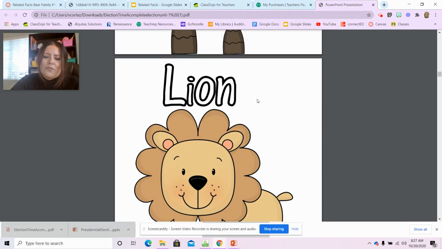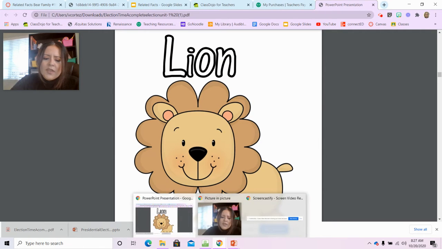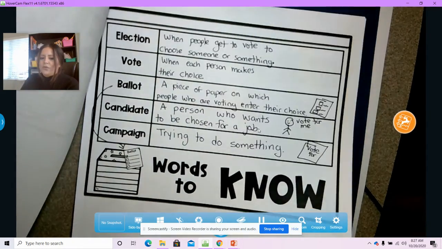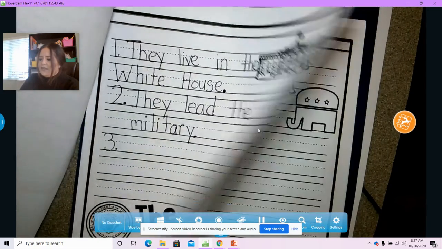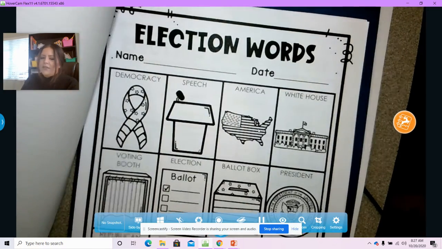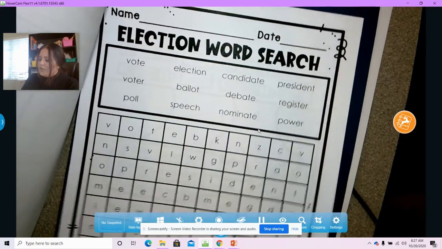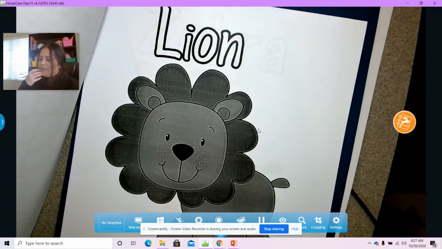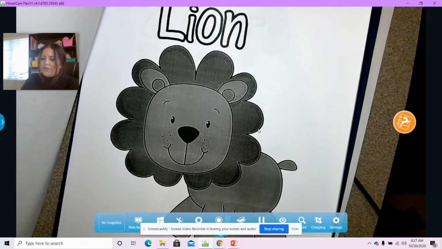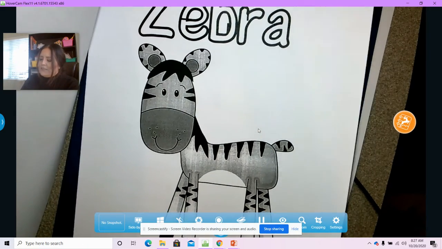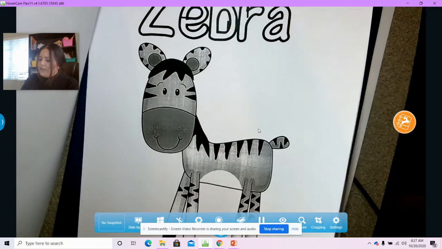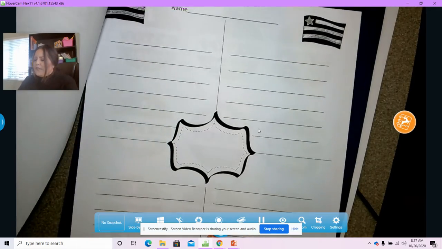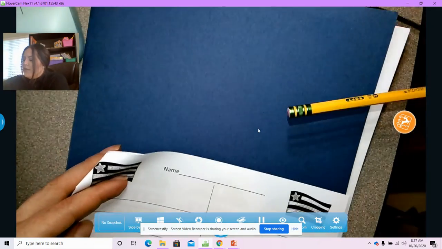Okay? So what you're going to do now is you are going to take your election booklet, and if you go towards the back, keep going past our election words. Go, go, go. Keep going. Okay, so here we have a little bit of information about the lion and the zebra. Unfortunately, the giraffe and the elephant didn't print, but that's okay because I'm going to read them to you. Okay, I want you to find this page in your booklet.